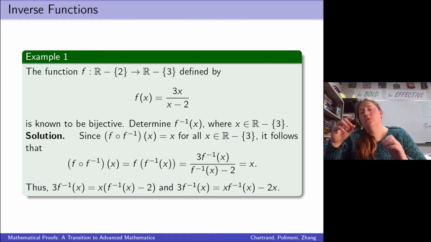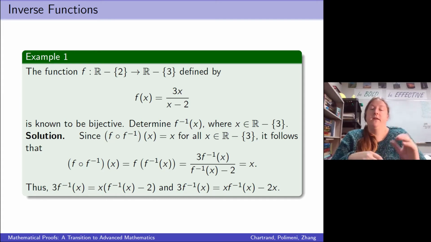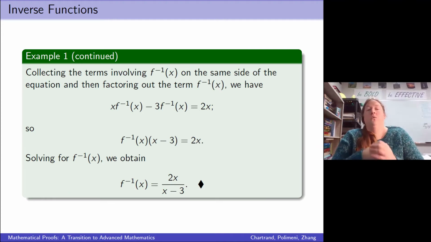So we're going to use that fact. We have f of f inverse of x equals 3 times f inverse of x divided by f inverse of x minus 2, which equals x. And then we're going to solve for f inverse of x. Going through the steps of solving for f inverse of x, we eventually arrive at f inverse of x equals 2x divided by x minus 3.